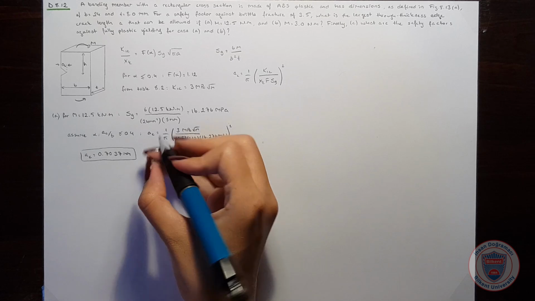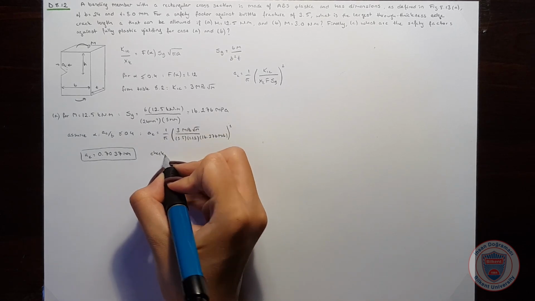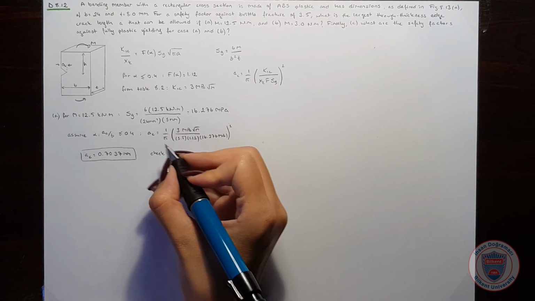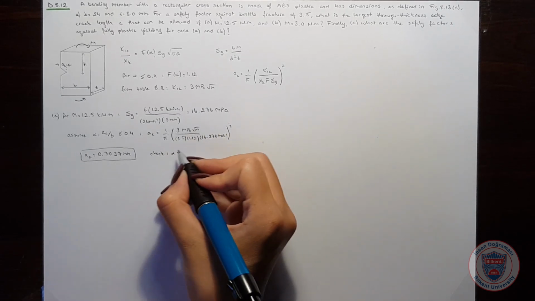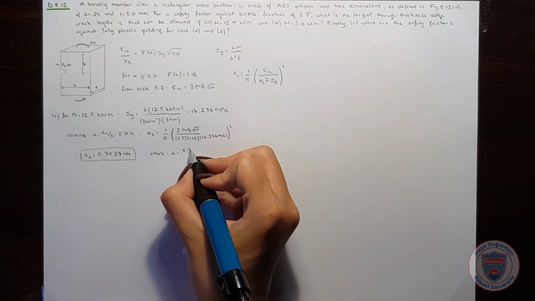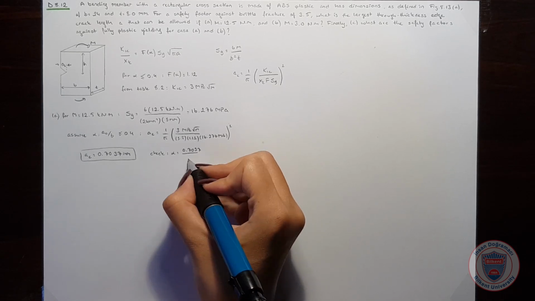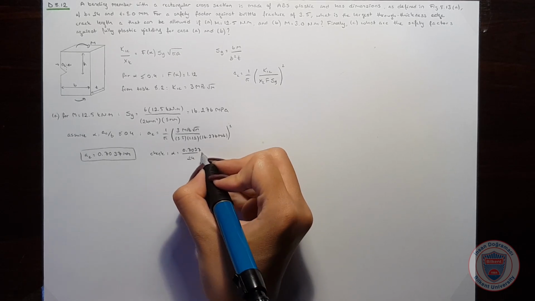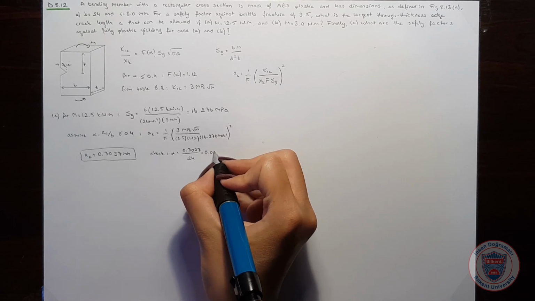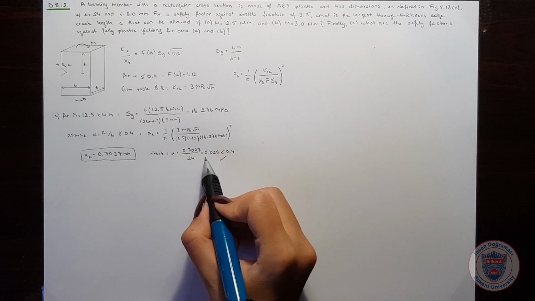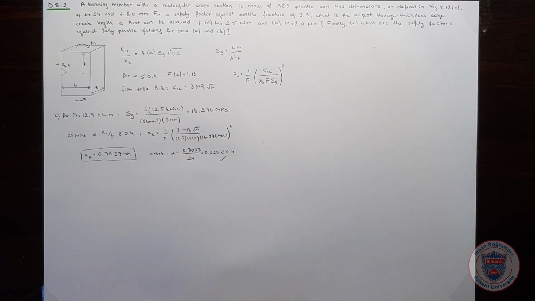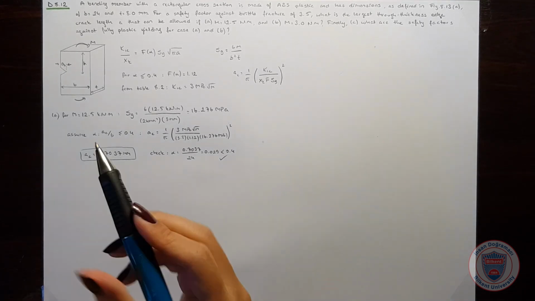But first we should check if alpha is smaller than 0.4. This value satisfies our requirements, so we can take this value as the crack length. So let's move to part B.